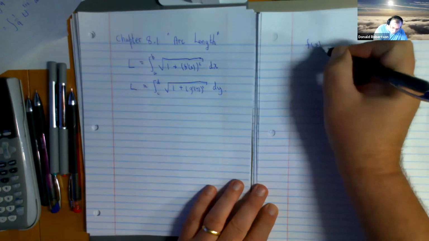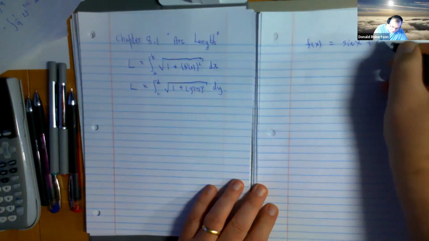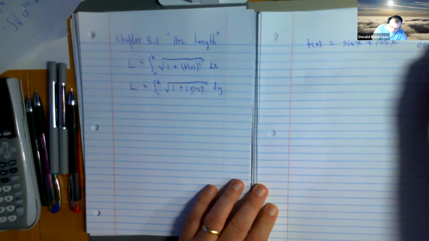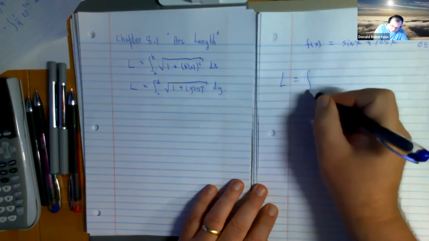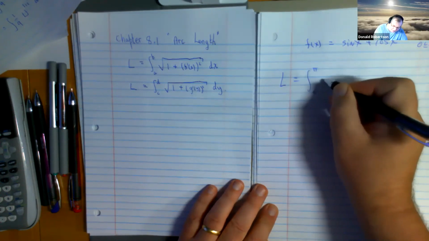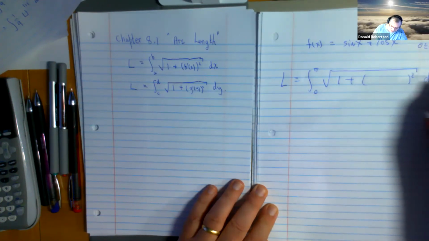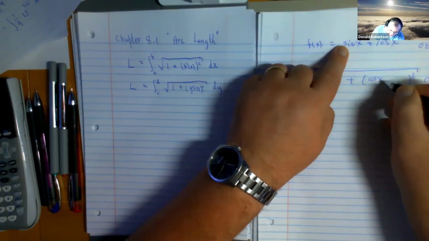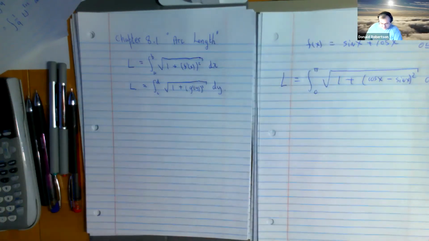This is us back to the normal world, right? f of x is equal to sine x plus cosine x. And we're going to do it from 0 to pi, right? Now the arc length would be the integral from 0 to pi of the square root of 1 plus the derivative squared dx. And the derivative of this is cosine x, and the derivative of this is negative sine x. And we have just finished this question.